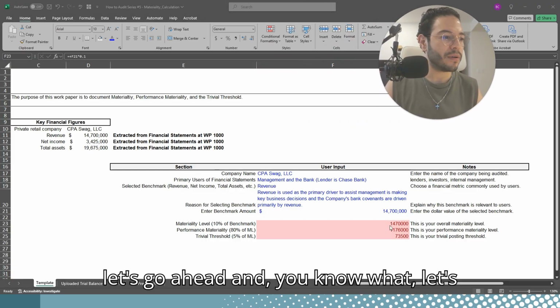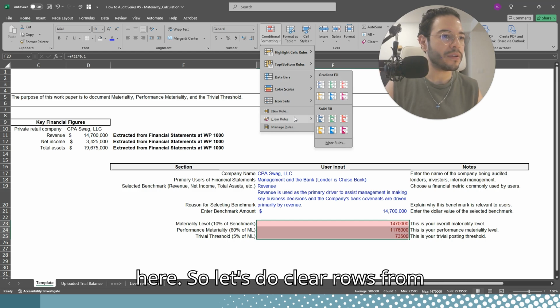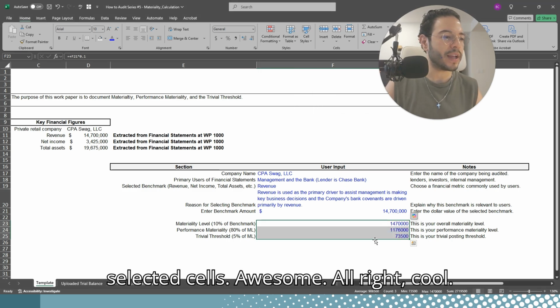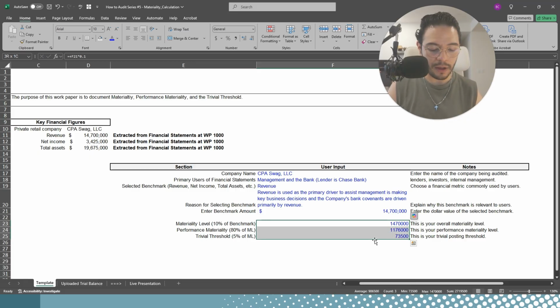So, okay, let's go ahead and remove this formatting from here. Let's do clear rows from selected cells. Awesome. All right, cool. So what we have here now is Alt-HK.